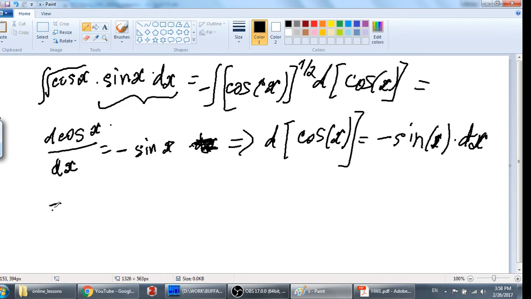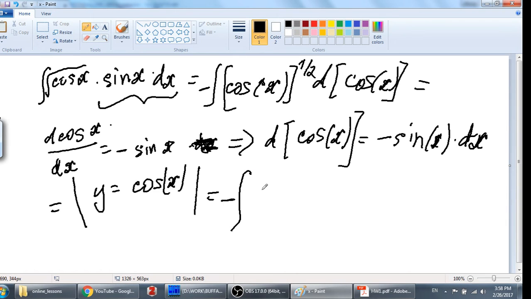Now another name for the method is change of variable. So basically we are looking for a suitable change of variable. Let's call y the cosine of x. Then you have minus y to the 1/2 times dy, right?